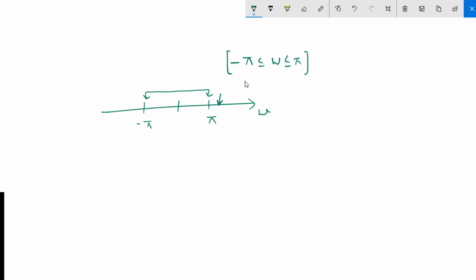Okay, so it is not only 2 pi. You can say that if you write the equation omega k is equal to omega naught plus 2 pi k, where k is 0, 1, 2, and so on, then omega naught is between minus pi to pi.